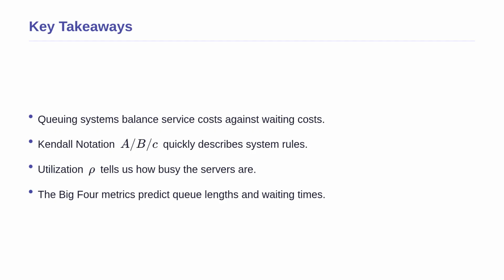We have covered a lot of ground today. To summarize, a queuing system is a mathematical model of a waiting line, consisting of arriving customers, a waiting area, and servers. We use Kendall's notation to quickly describe the rules of the system. By calculating performance metrics like utilization, queue length, and waiting time, we can predict exactly how the system will behave under pressure. Mastering these concepts allows us to design better, faster, and more efficient services in every industry, from hospitals to telecommunications. Great job following along.